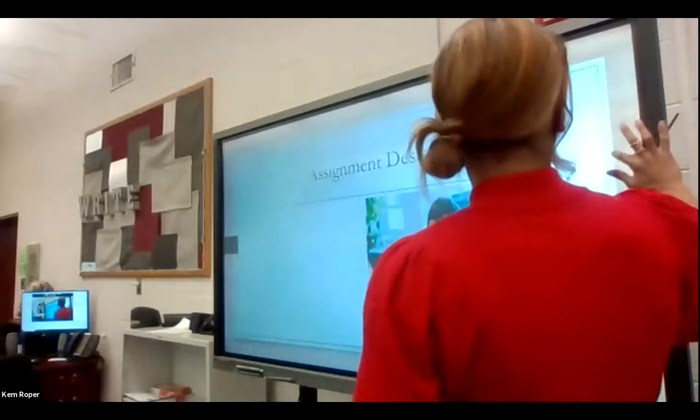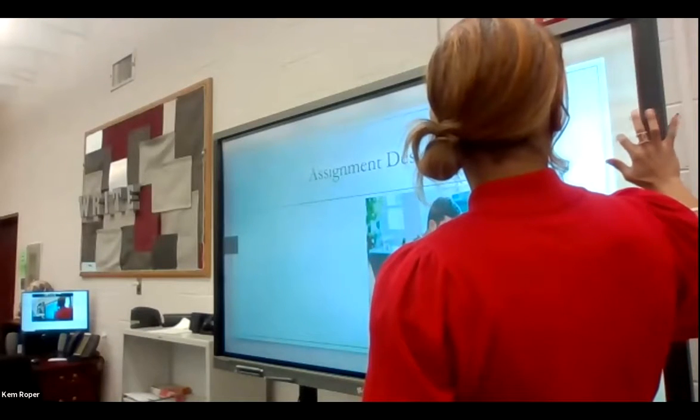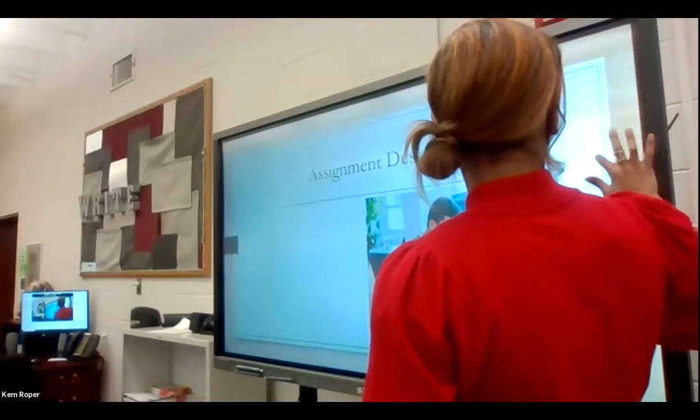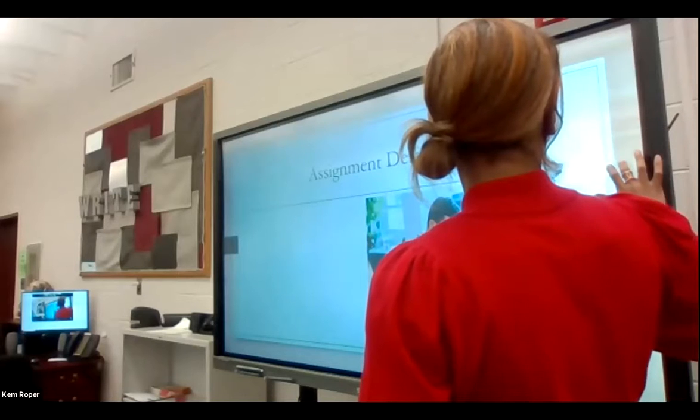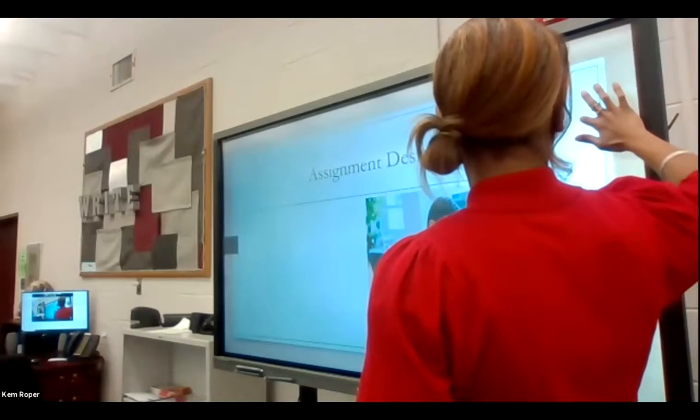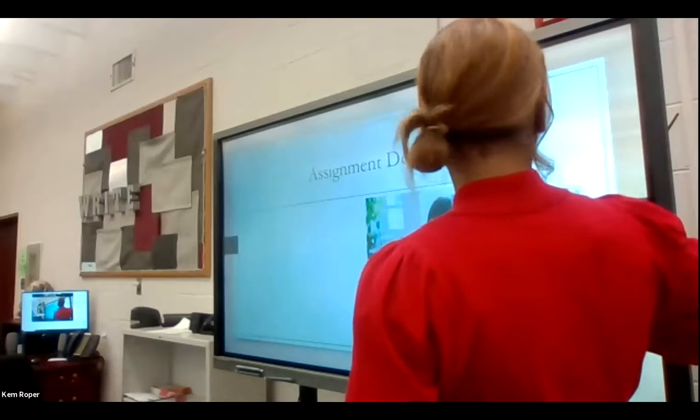Assignment design is very important because it's where you set the expectations for what it is that you want them to do.